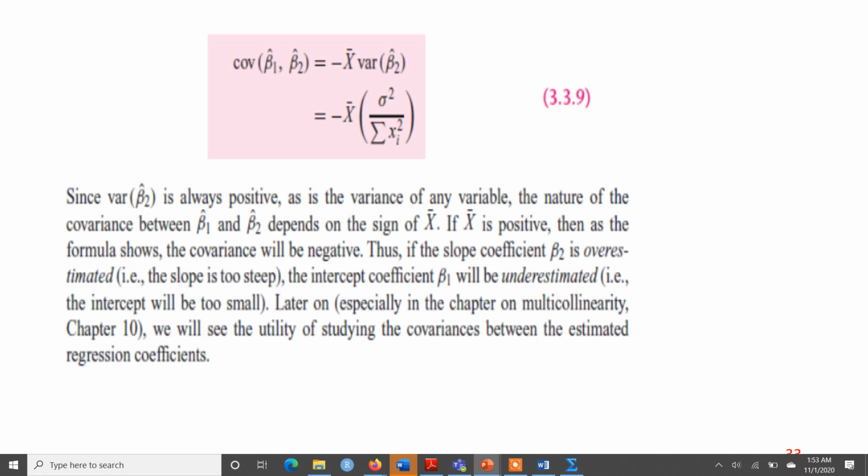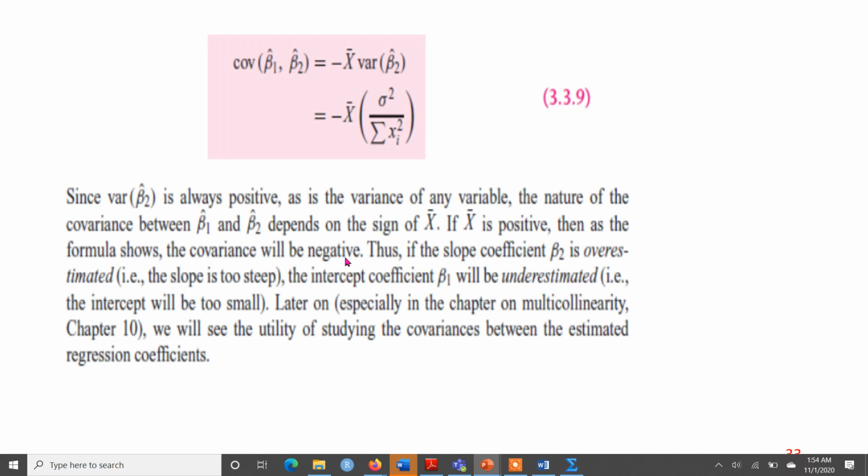Okay, so we were discussing the covariance between the slope coefficient and the intercept coefficient, and we just proved that the variance of beta 2 hat is equal to this term, so I have used this. Now we know that the variance of beta 2 hat is always positive, because by definition variance is always positive. So that means that if x bar, the mean of the x variable, is a positive number, then the covariance between slope and intercept will be negative, right? If x bar is positive, then the covariance between beta 1 hat and beta 2 hat will be negative.